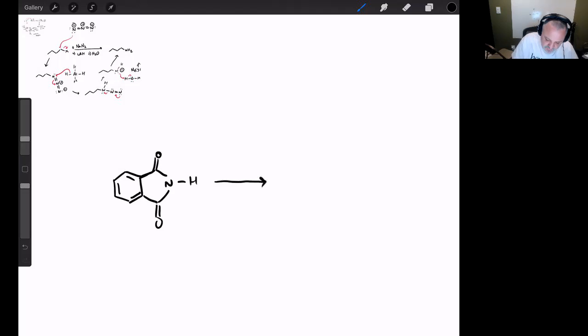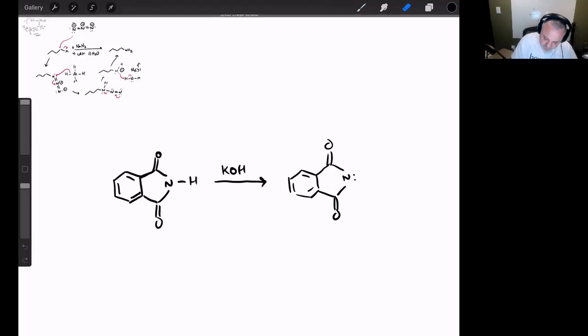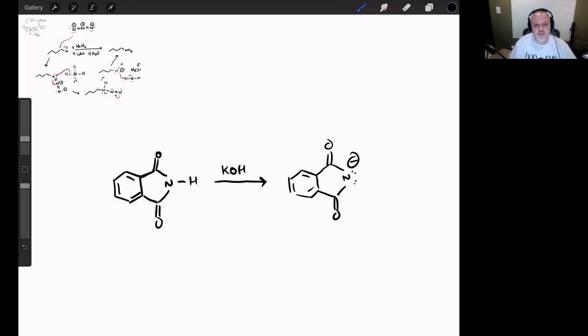This makes this hydrogen fairly acidic, and so you could react it with a fairly straightforward base like potassium hydroxide, and you can get it to leave that hydrogen behind and form a negatively charged base. All right, and so this forms a salt of potassium phthalimide, and now the potassium phthalimide can go along and react with alkyl halides in SN2 reactions.